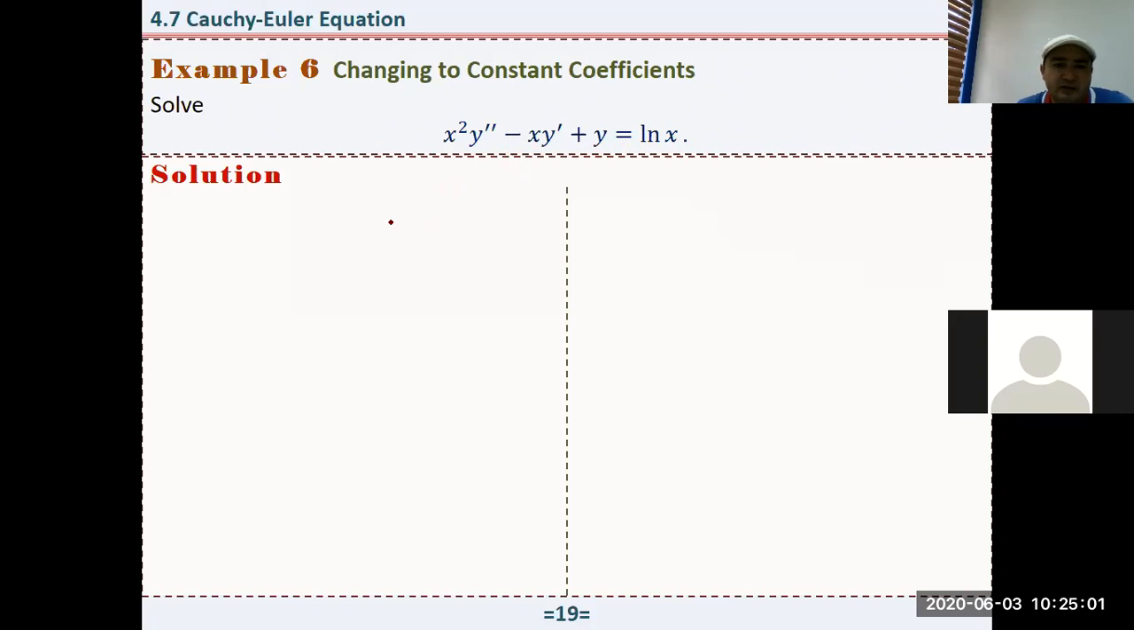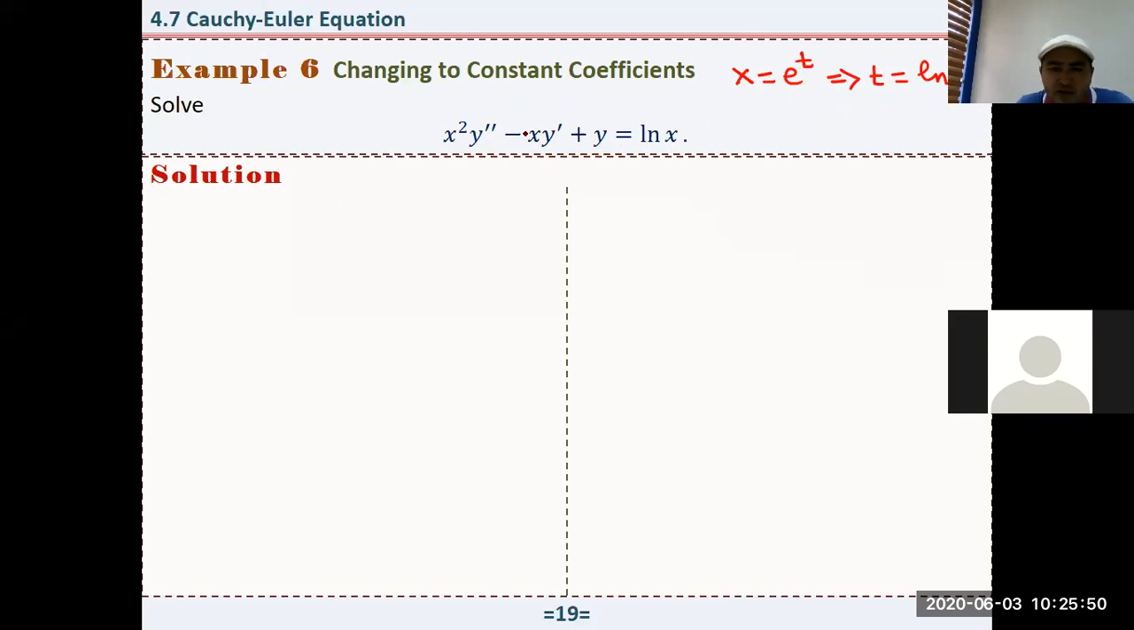Okay. So here we're just going to talk about changing to constant coefficients. Always by making this change, if I just make, for example, x equal to e to the power t, if we just make this substitution, then you will see that this equation becomes a linear differential equation with constant coefficients. Here we have t equal to the natural logarithm of x, right? Now, if I make this substitution, x squared is e to the power 2t, right?